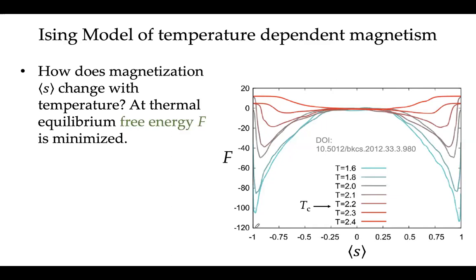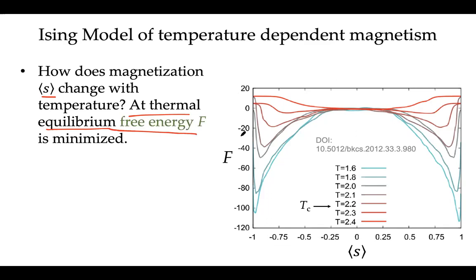Okay, now the question is, how does magnetization or the average spin change with temperature? We saw that below TC it was non-zero, but if you go above TC, a phase transition happens and magnetization goes to 0. So what is the quantity that encodes how magnetization changes with temperature? If you're at thermal equilibrium, then it's the free energy. Basically, at thermal equilibrium free energy is minimized.